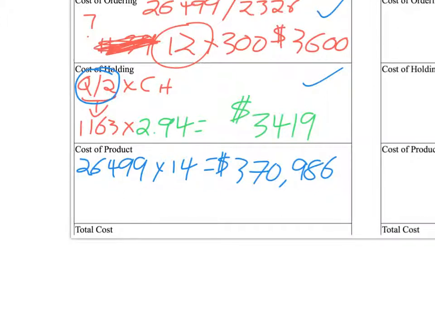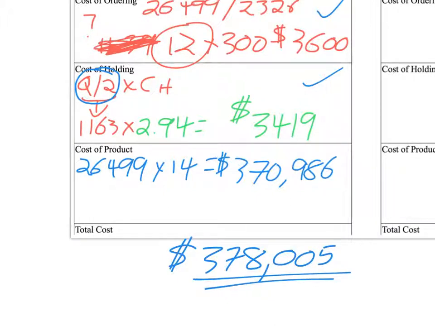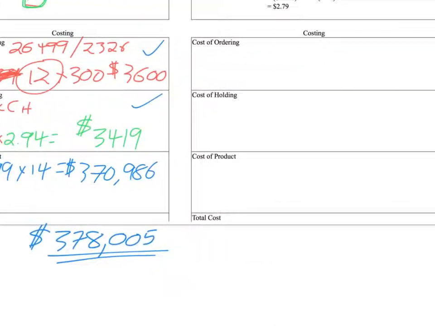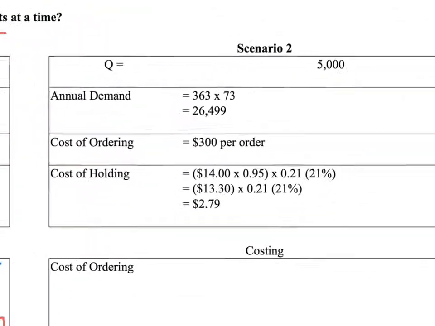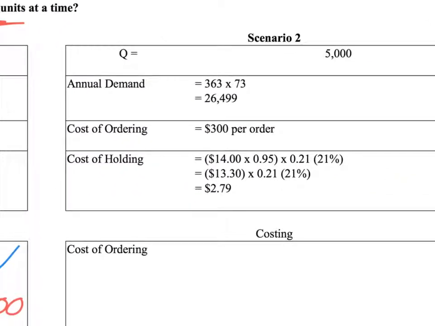Okay, so our total cost under this scenario number one, ordering at EOQ, is $378,005. Okay, that is our total cost under scenario number one. Let's price out scenario number two. A couple things change in scenario number two. In this scenario, we're attempting to test the offer of quantity Q not being EOQ, quantity changing to 5,000.